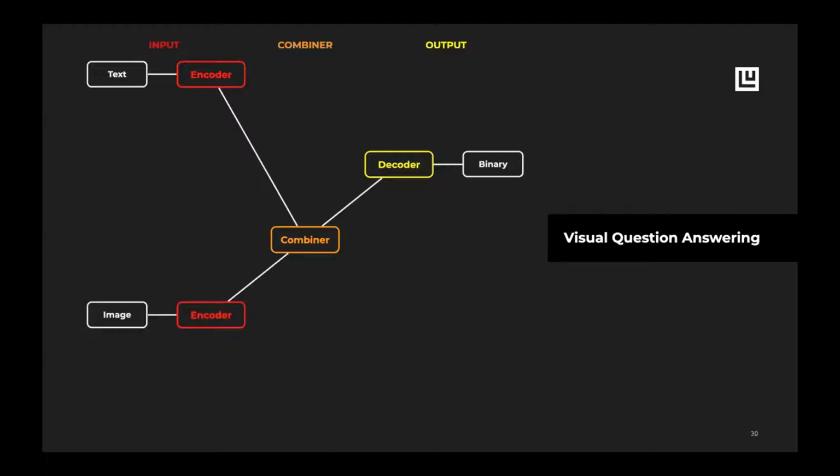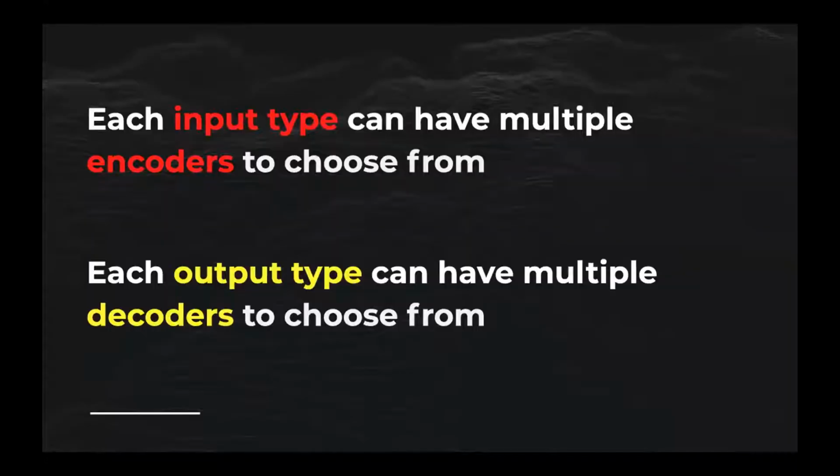Or you can have text and images as input and binary as output, and you have a yes/no visual question answering system. As you can imagine, the combination of these inputs and output features allows you to do many different tasks. Moreover, each input feature and each output feature has different encoders and different decoders, and the user can specify which one they want.